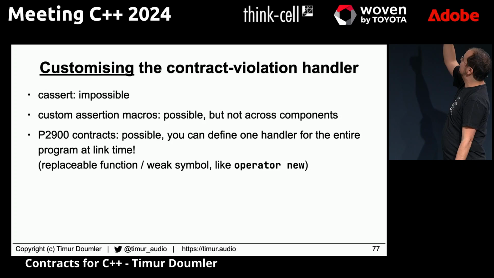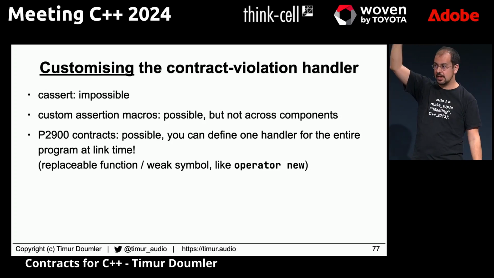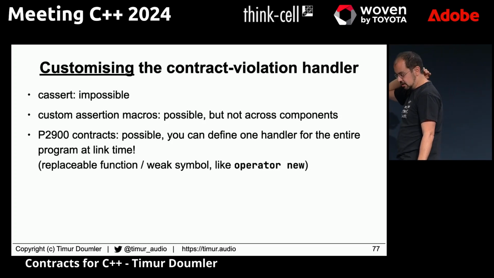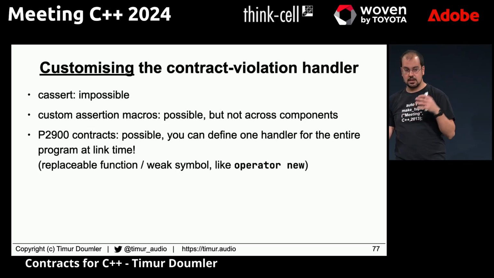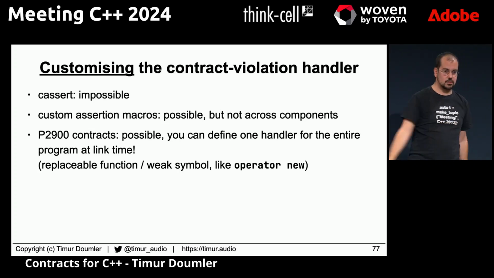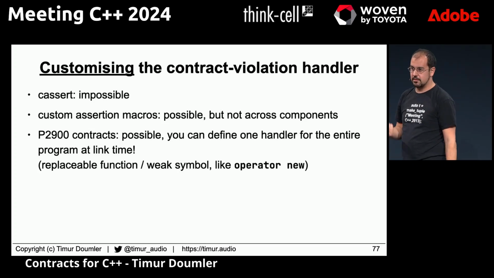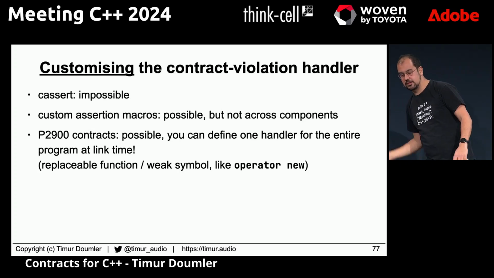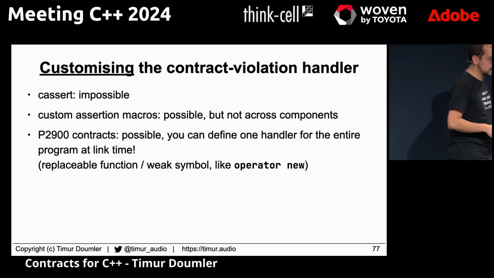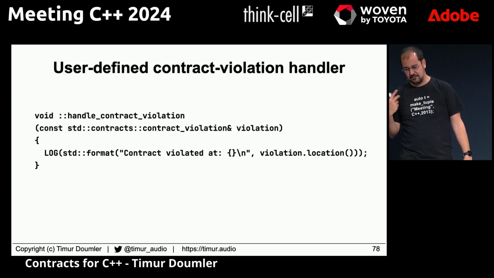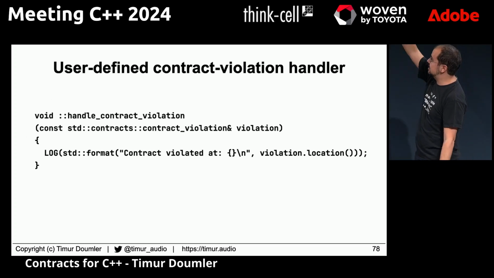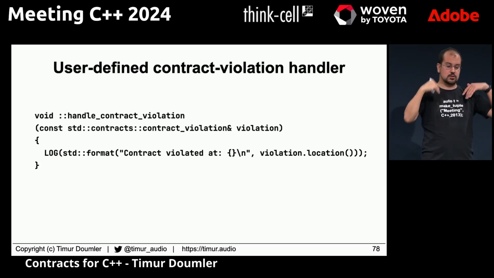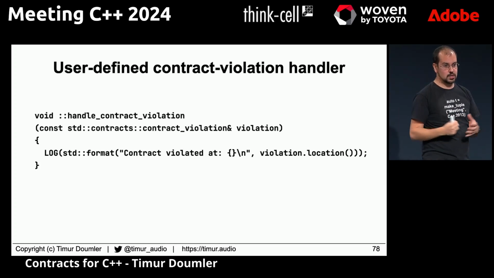And it works exactly like operator new and operator delete work today. You can just define your own definition and link it in. And then it's going to be replacing the one that the compiler provides. I think compilers call this a weak symbol, so this is pretty much exactly what this is. This is going to be implemented as a weak symbol. So what it lets you do is define a function as long as it has this exact name and this exact signature. It's going to replace the default contract violation handler, and it's going to do whatever you want.